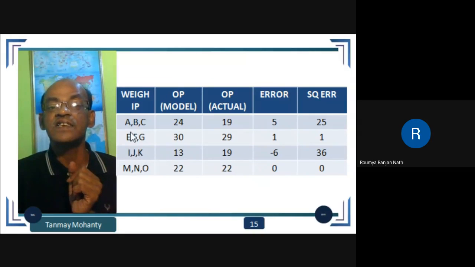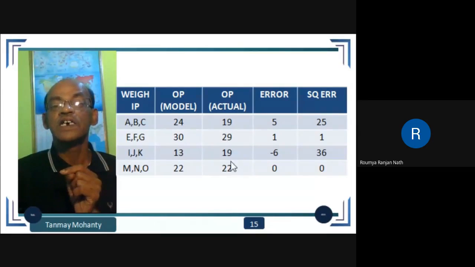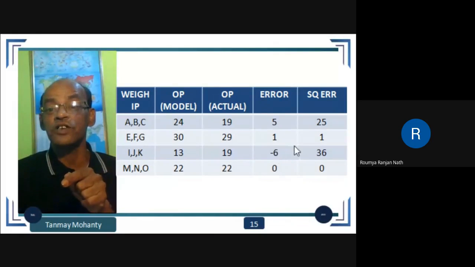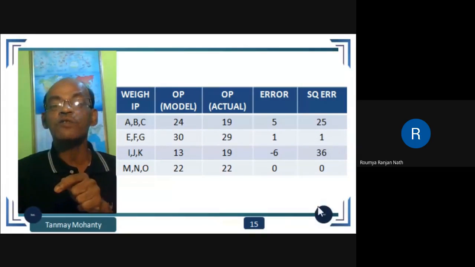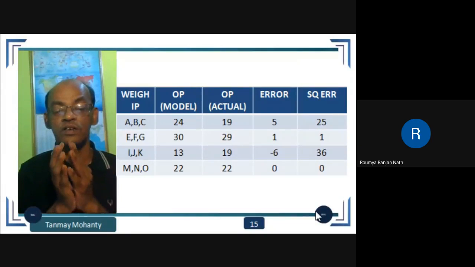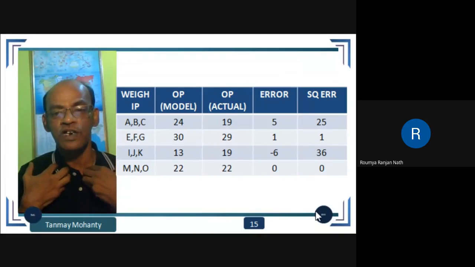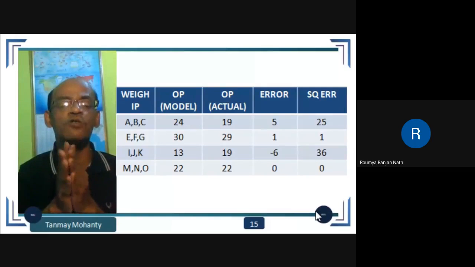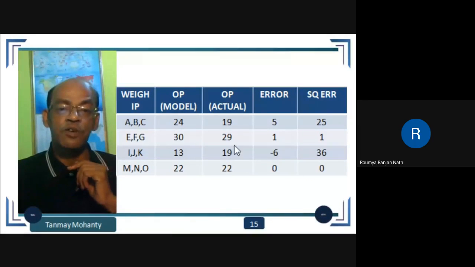So if my weightage selection is ijk, then the model generated output is 13. The experiments are giving 19. Then our error is -6. If I take average error, 5 plus 1 plus -6 will be 0. But that is not the correct picture. When you are taking a square error, that will give you better functionality to my model. Therefore, we compute mean square error. We are going to illustrate how to compute mean square error when we develop that model.